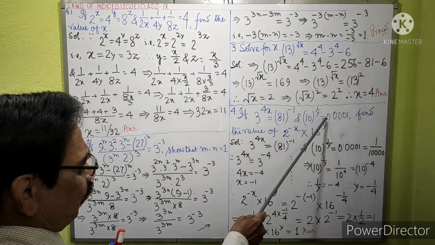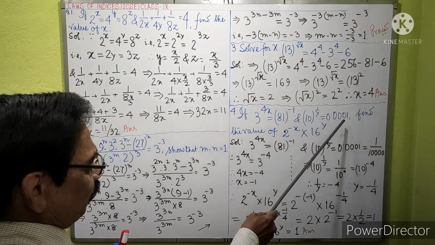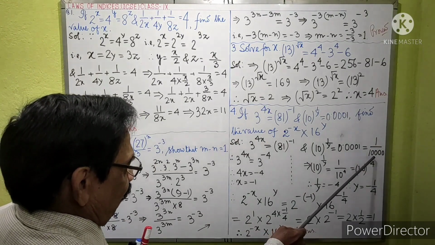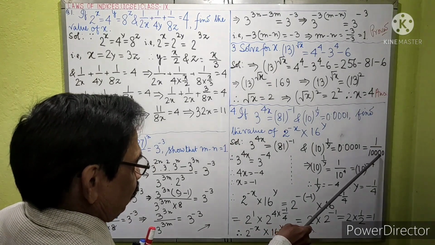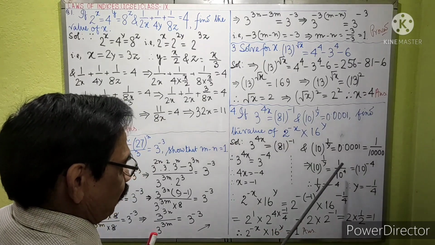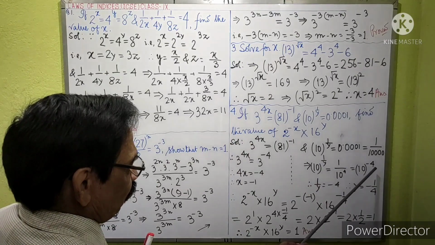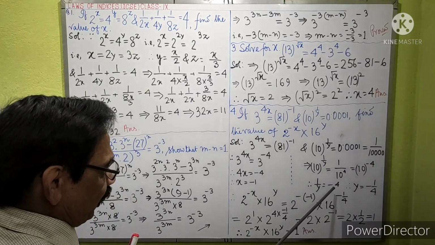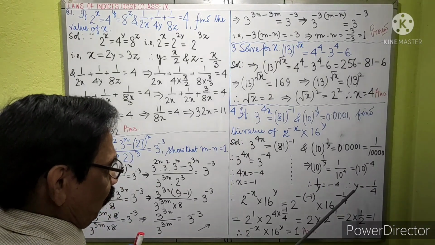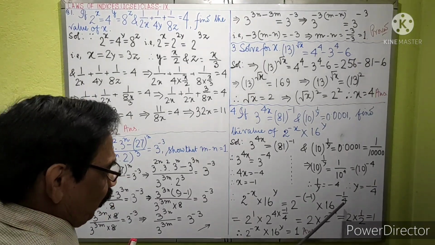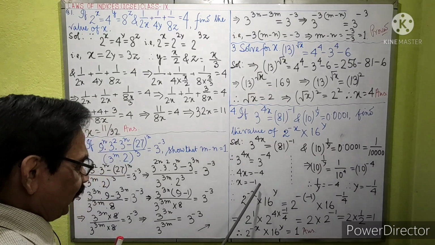From this we have got the value of x, and from that 10 to the power minus 1 equal to 0.0001, that is 1 by, after 1 four zeros, that is 10 to the power minus 4, that is 10 to the power minus y equal to 10 to the power minus 4. Therefore y equal to minus 4, or y equal to 1 by 4. From here we have got the value of y, and this is x.